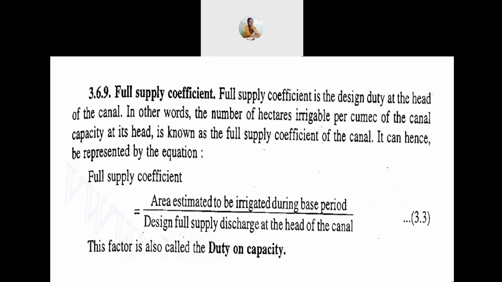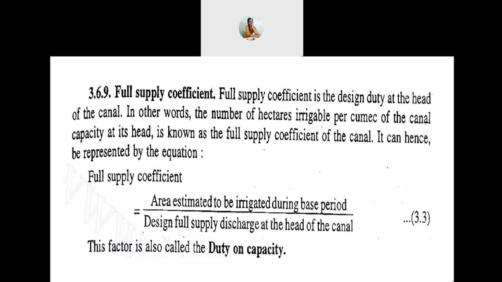The next term is full supply coefficient. So full supply coefficient is the design duty at the head of the canal. In other words, the number of hectares irrigable per cumec of the canal capacity at its head is known as the full supply coefficient of the canal.